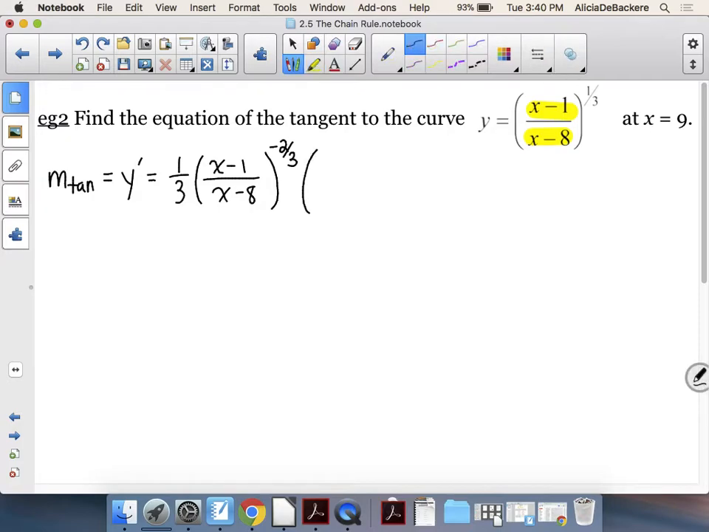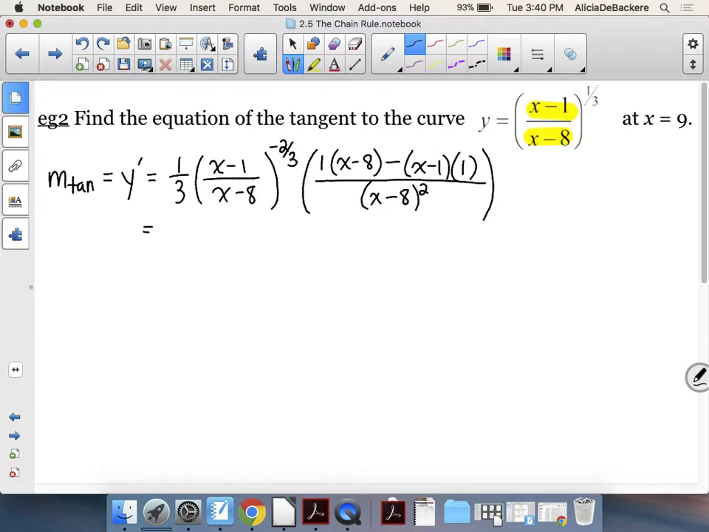So using my quotient rule from yesterday, I'm going to take the derivative of the top. The derivative of x minus 1 is 1, times the bottom, and then I'm going to subtract the top times the derivative of the bottom, which is also 1, and then I'm going to put that all over the bottom squared. So there we've got it, the derivative of the mother with the baby inside, and then the derivative of the baby. And so we're going to simplify this just a little bit.